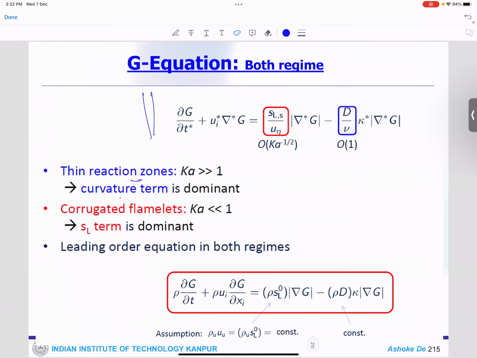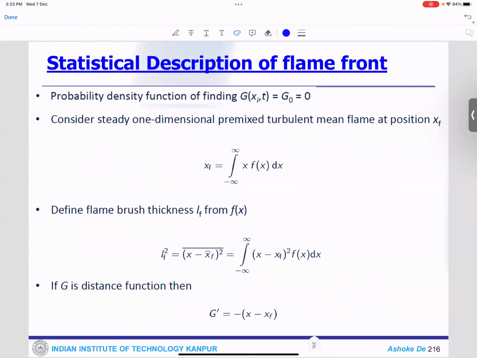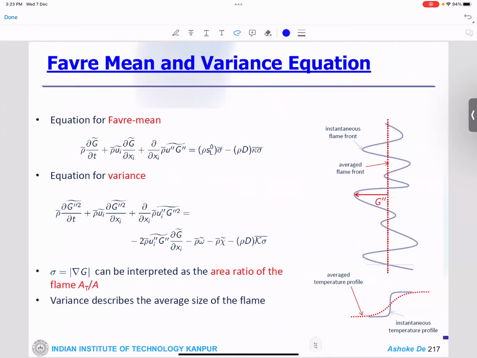Or if you are in the corrugated flamelet regime, then the Karlovitz number is less, and the SL term is going to be dominant. So in one case this term is going to be dominant, and in the other case the other term is going to be dominant. That is how the modification takes into account both regimes. So that's why, if you have a modified system, this works well for both regimes.